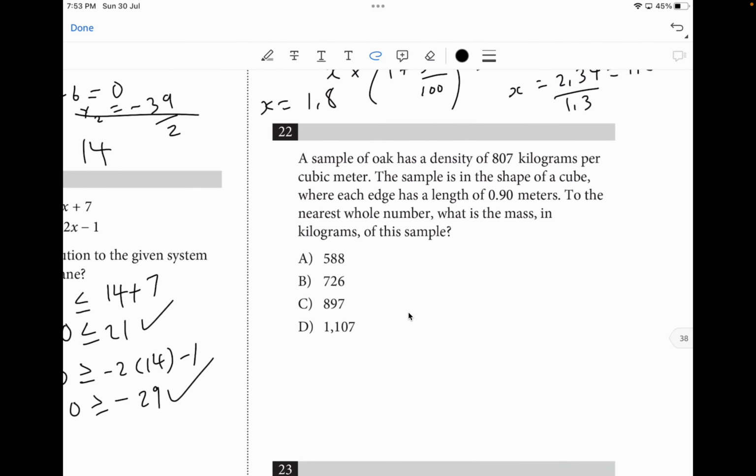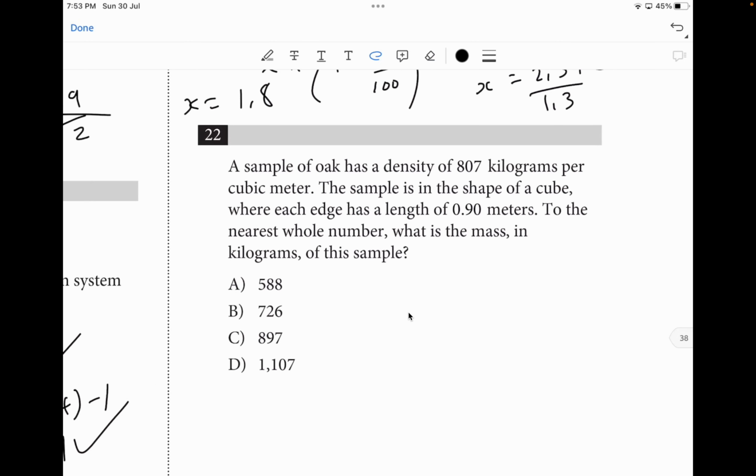Question number 22. A sample of oak has a density of 807 kilograms per cubic meter. The sample is in the shape of a cube, where each edge has a length of 0.9 meters. To the nearest whole number, what is the mass in kilograms of the sample?